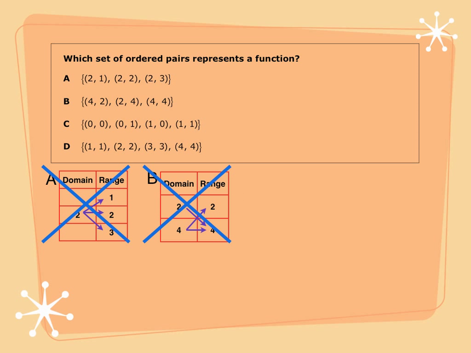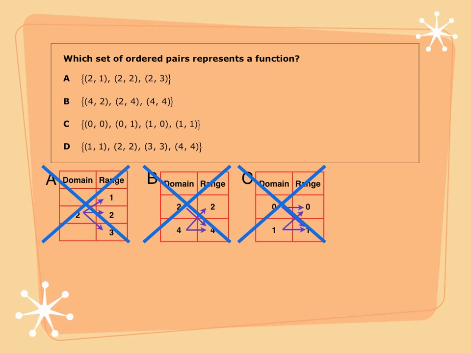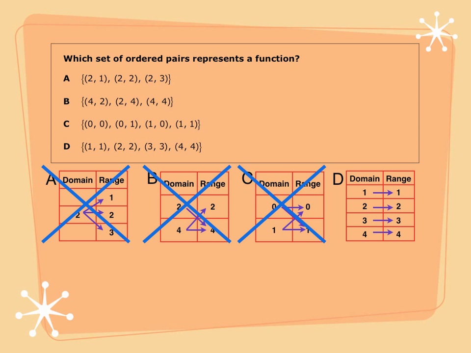My mapping diagram for C, I have domain values of 0 and 1. I have range values of 0, 1, and 1. When I draw my arrows for my mapping diagram, notice both domain values have more than one range value, so it's not a function. D is my only choice left, but I'm going to go ahead and double check it. Each domain value has exactly one range value. I would draw a line from 1 to 1 because I have the ordered pair 1, 1, 2 to 2, 3 to 3, and 4 to 4 because that's what my ordered pairs tell me in that set. So my answer here is D.